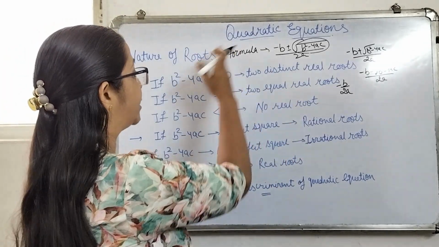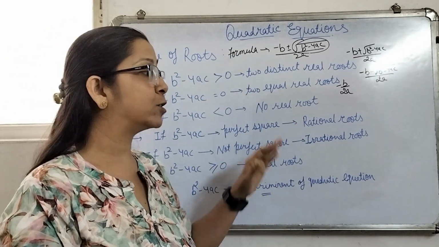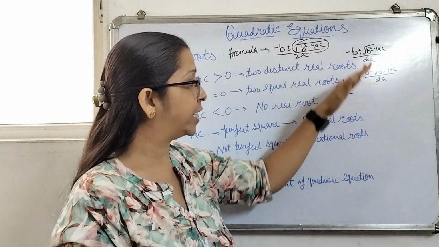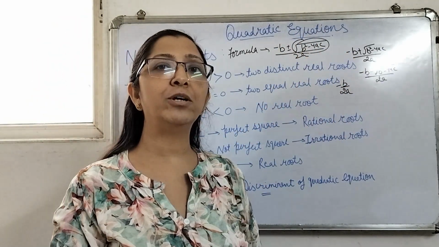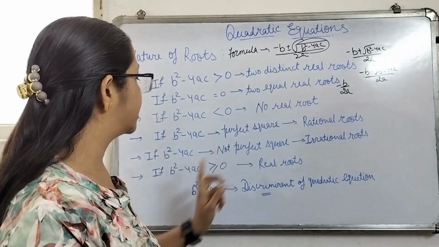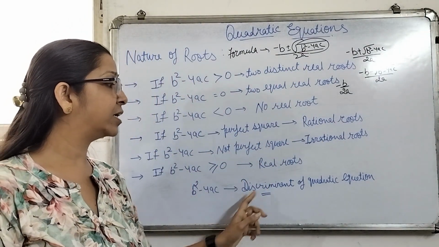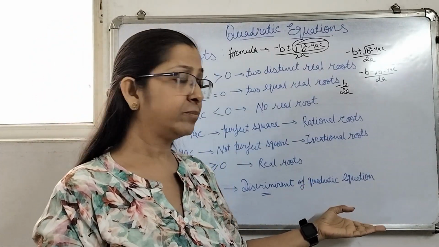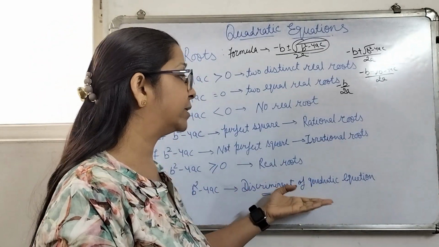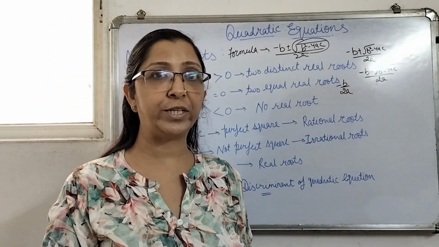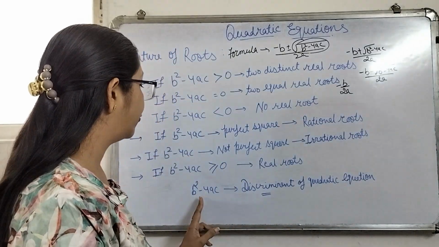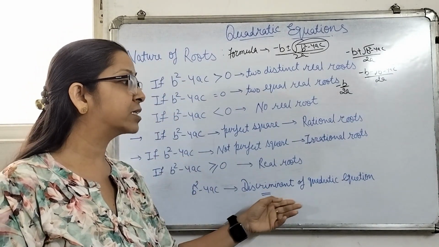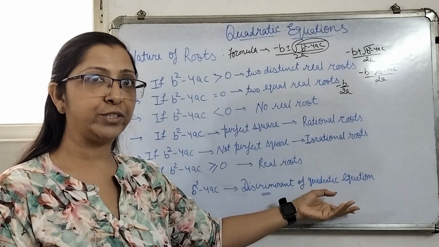Now whatsoever the nature of the roots we are getting, it is all depending upon b square minus 4ac. Because the nature of the root is depending upon b square minus 4ac, that's the reason b square minus 4ac is known as discriminant of quadratic equation. If it is asked what will be the discriminant of this quadratic equation, we have to find the value of b square minus 4ac. This is known as discriminant of quadratic equation.